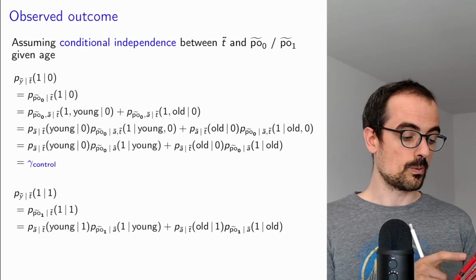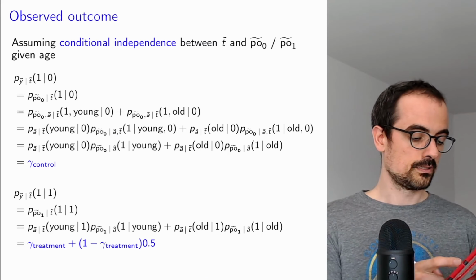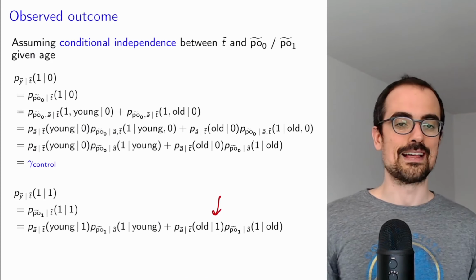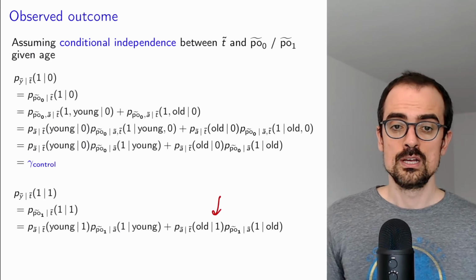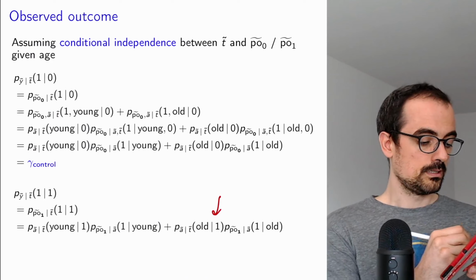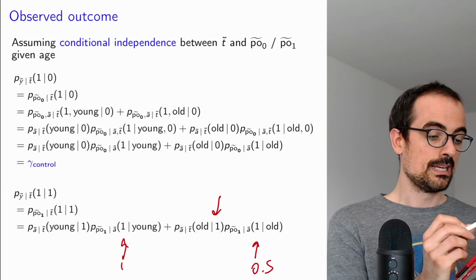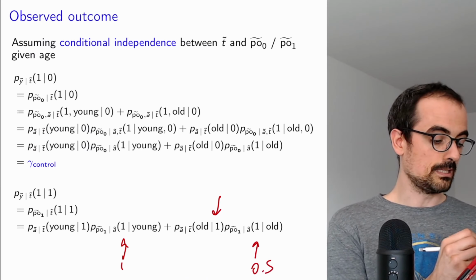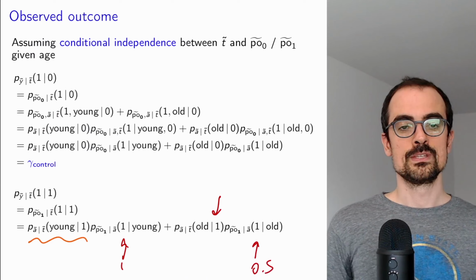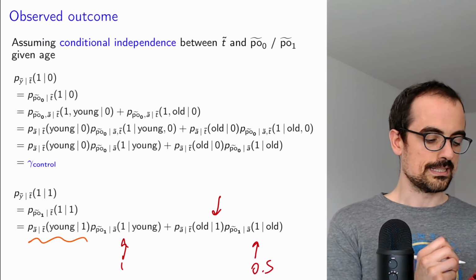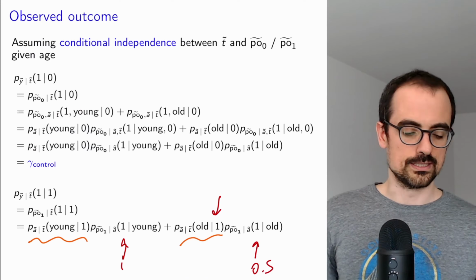Again, law of total probability, and here we're applying both the law of total probability and the conditional independence assumption. When we do that, this is still equal to 1, but this is now equal to 0.5. The important thing is that they're multiplied by the probability of being young, given that you're in the treatment group, and the probability of being old, given that you're in the treatment group.